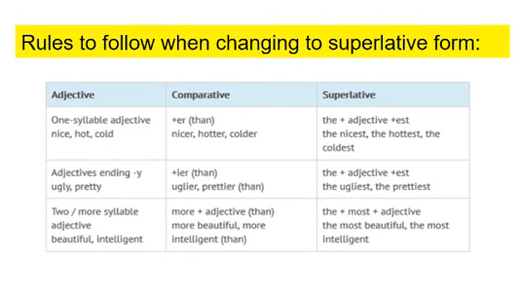We also have rules to follow when changing to superlative form, and they are very similar to the ones we've explained in the comparative form, except for a few differences. For example, we always add the before the adjective, and instead of adding r, er, ier, and more, we should add st, est, and iest, and most, if there are two syllables or more.